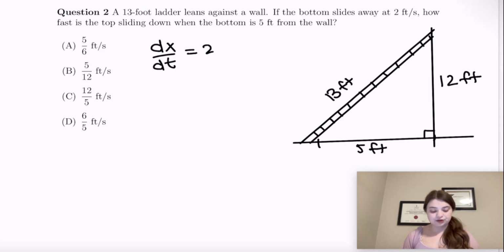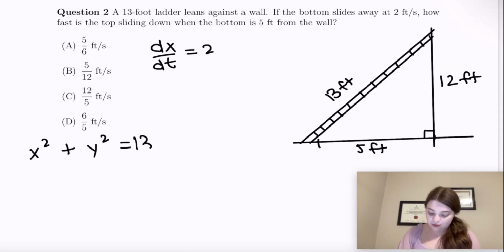So the first thing I'm going to do is use Pythagoras in terms of our differentiation. So we're going to state that x squared plus y squared, right, so the horizontal distance squared plus vertical distance squared, is going to be equal to 13 squared. Now, why is that the case?